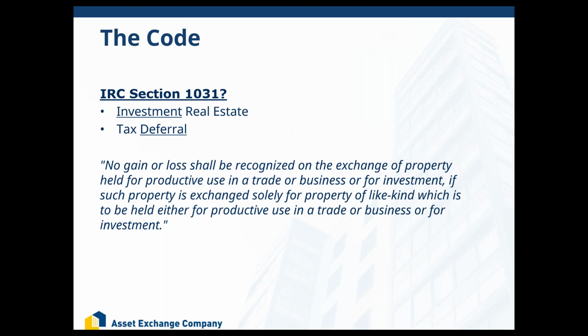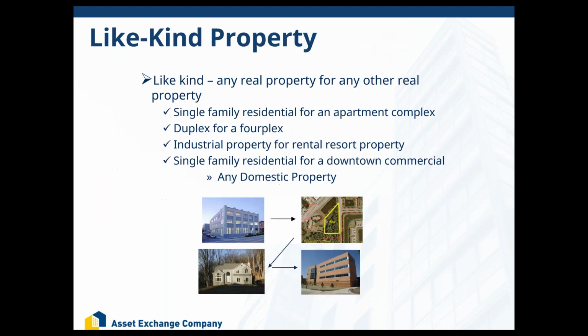Now, the next part of the code where it states for investment. So for investment, that could be something as simple as, let's say you own a single family residential home, right? You hold that property for investment. Well, how do you hold it for investment? Well, it's a rental property, right? You can take that rental property, you can sell that rental property in a 1031 exchange, and then what can you buy as your replacement? Well, that's the next part of the code, like-kind property.